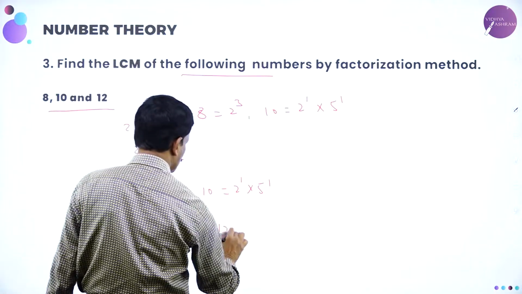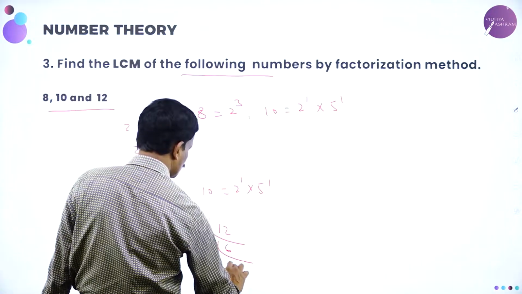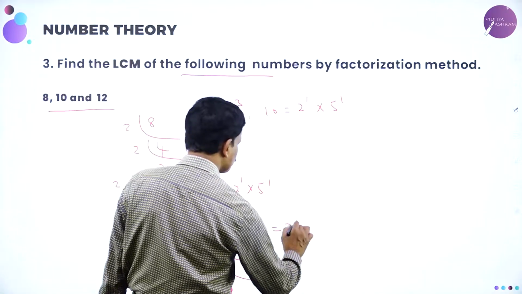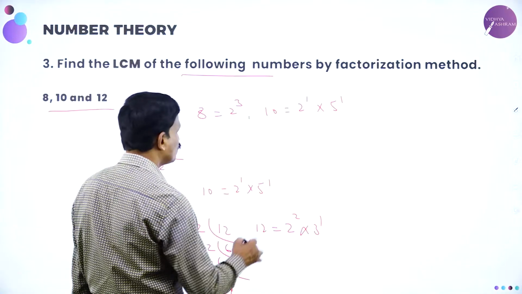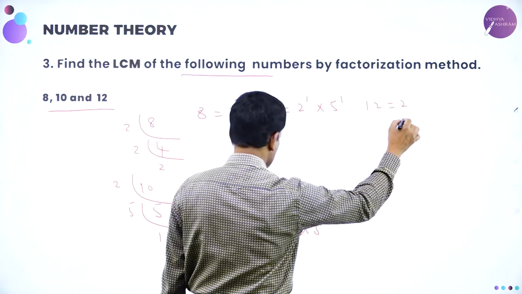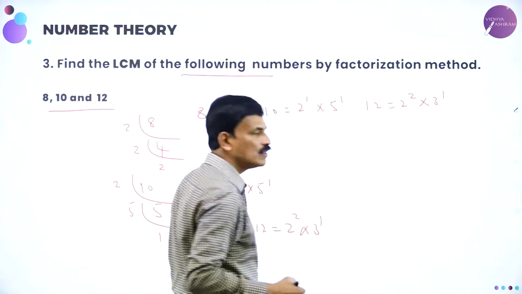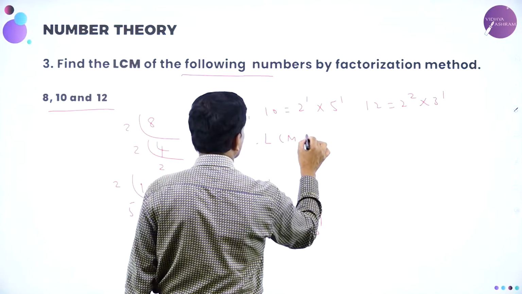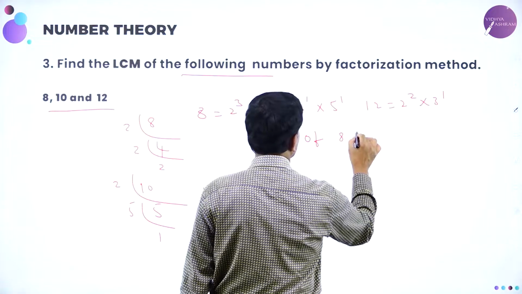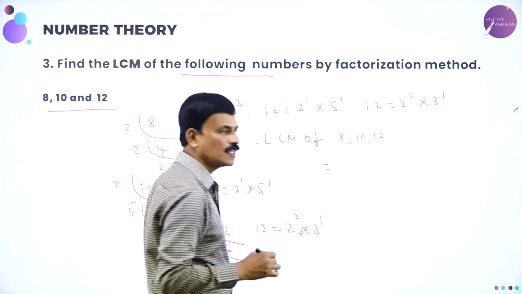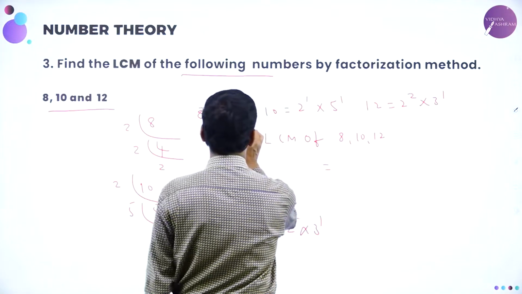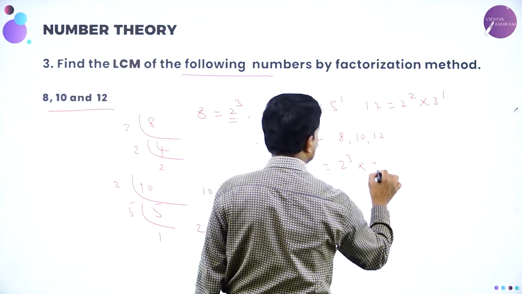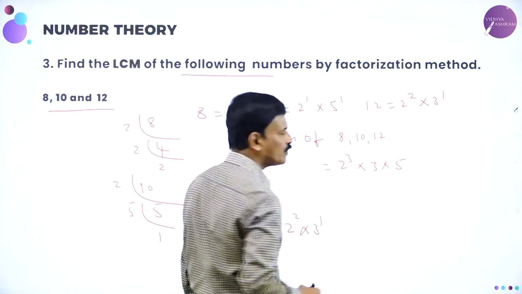Come to the next number, 12. 12 can be written as 2 6s are, again 2 3s are, again 3 ones are. So therefore 12 can be written as 2 square into 3 to the power of 1. So therefore, LCM of, what are the numbers given? 8, 10, 12. The LCM of 8, 10 and 12 is equal to, so the highest power of 2 is 2 cube, into the highest power of 3 is 3 and the highest power of 5 is 5.